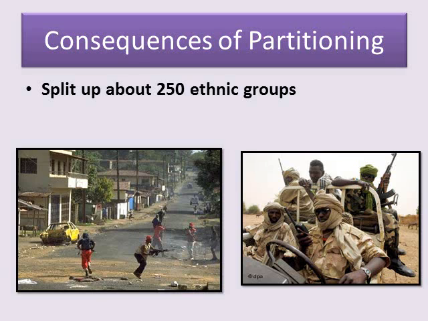This is the consequence of partitioning. It split up about 250 different ethnic groups, tribes. It would put some together and split others up. Tribes that wouldn't like each other were put together, or families were split up into different countries. The Europeans had no idea what they were doing. They didn't know the consequences of what they were doing.